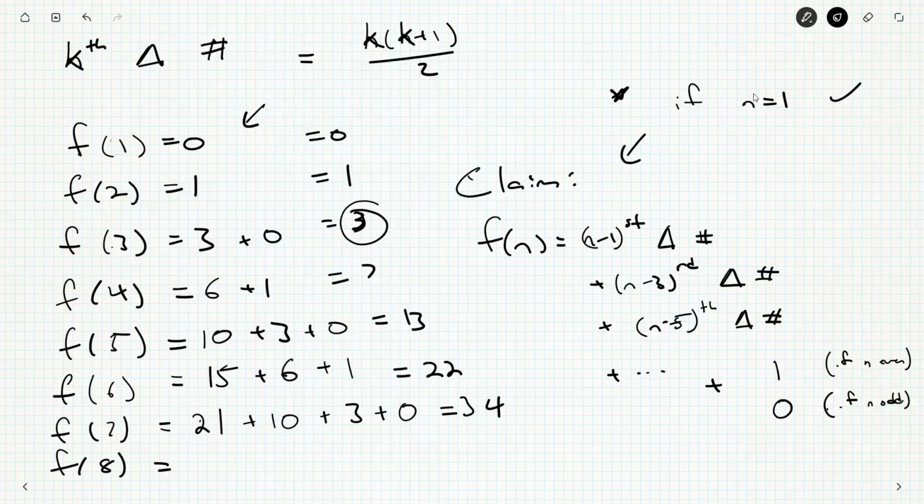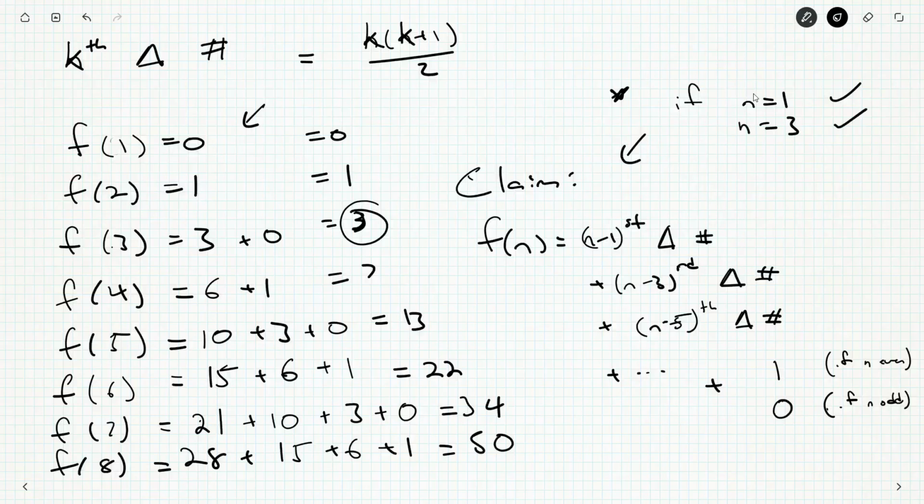And after that, I think the first two are the only two that'll work. But that'll be 28 plus 15 plus 6 plus 1. So that'll be 22 plus 28. That'll be 50. No, 8 isn't a factor of that either. So it really looks like n equals 1 and n equals 3 are the only two that work. But I would need to prove that.